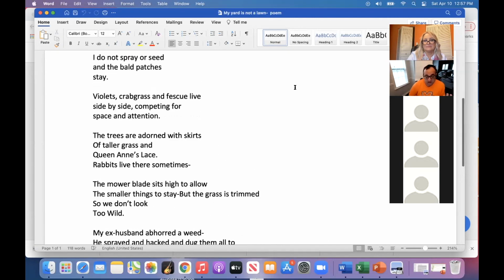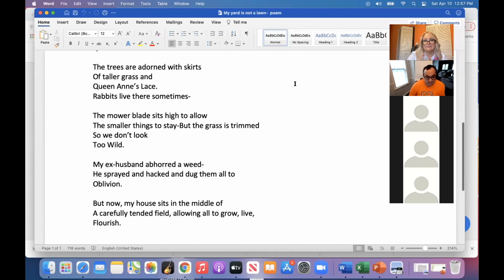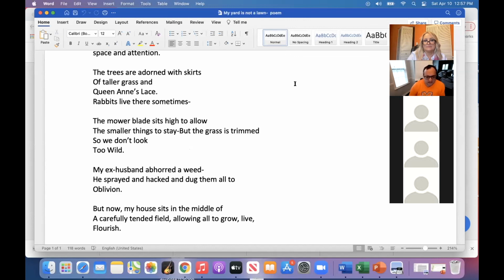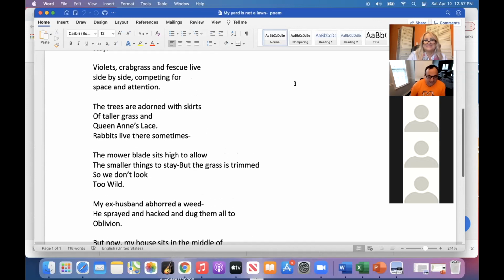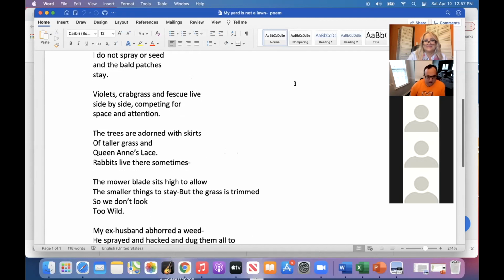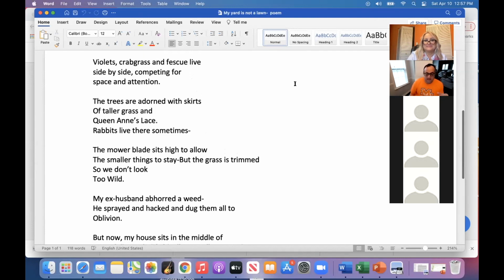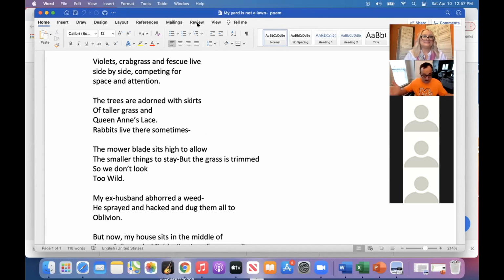Maybe like oblivion and flourish. I love it. Maybe side by side and competing. Oh, that's so good. Yes, yes, yes. Tended and wild, so good. So good, you all. And so you come up with those, and then you say, well, where do those lead me? Pattern of destruction versus growth. That's so good.